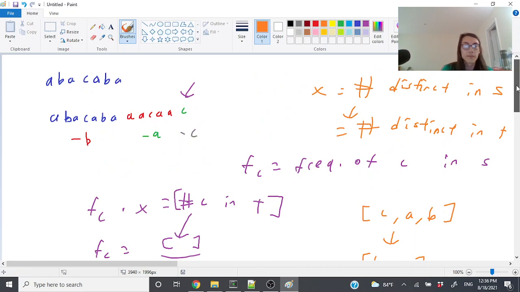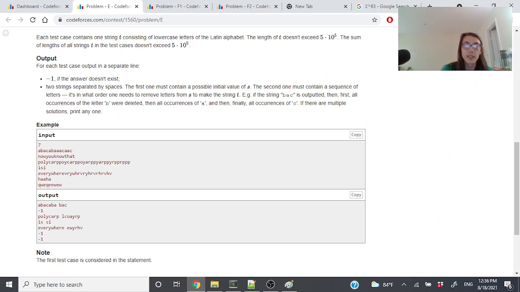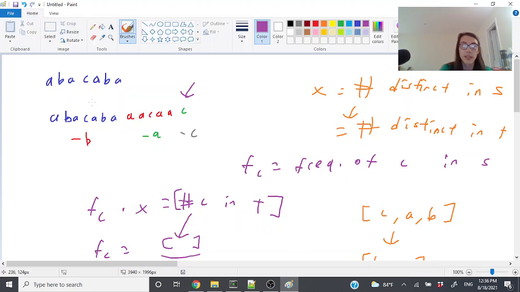So why am I talking about frequencies also? Well, one way to find out the initial string S is, we know S is going to be at the beginning of T. We just don't know how many characters it takes. But if we can find out the frequency for every character, then we just sum the frequencies up, and that gives us the total length of S. And then from the total length of S, we just take that many characters off of T, and that gives us S itself.